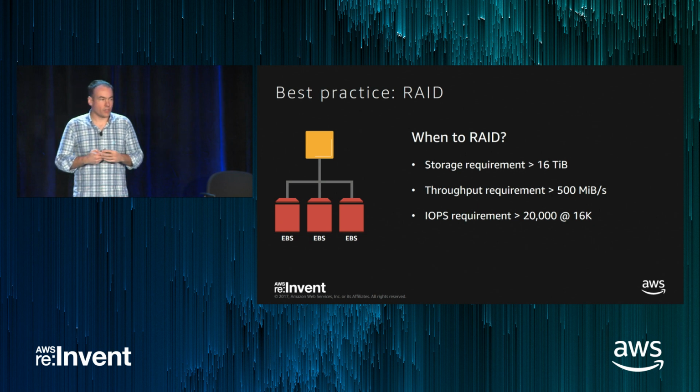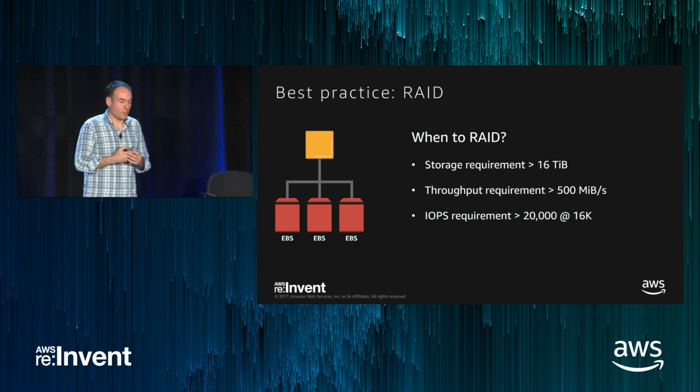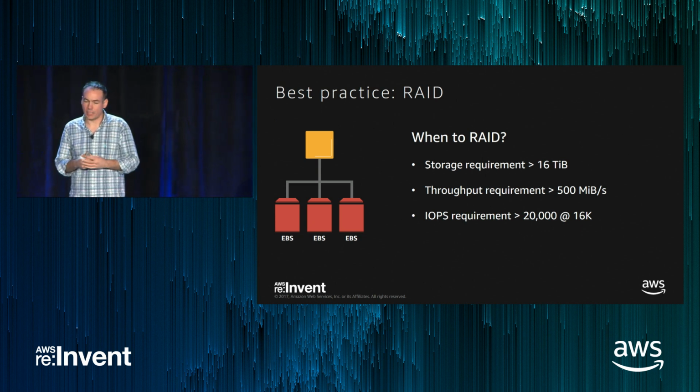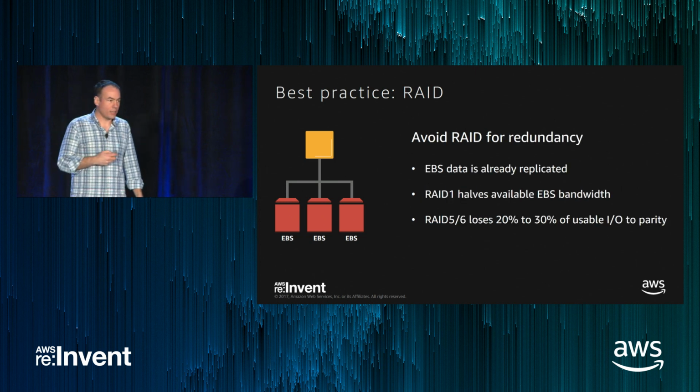So if you need more storage than 16 terabytes, if you need more throughput than 500 megabytes per second, and if you need more IOPS than 20,000, you can stripe a couple volumes together. But if you're going to RAID, we recommend that you avoid RAIDing for redundancy.